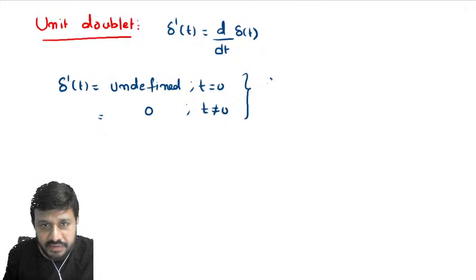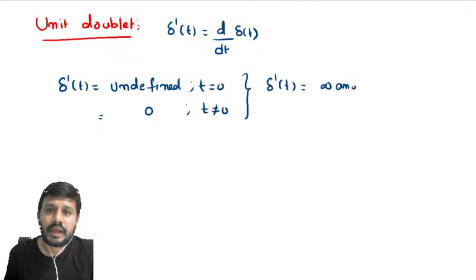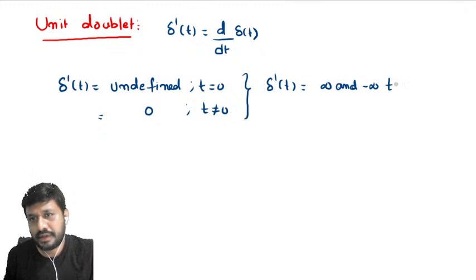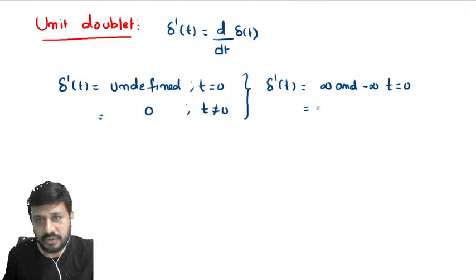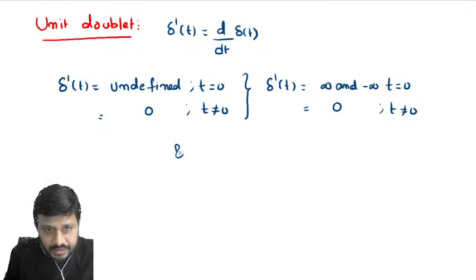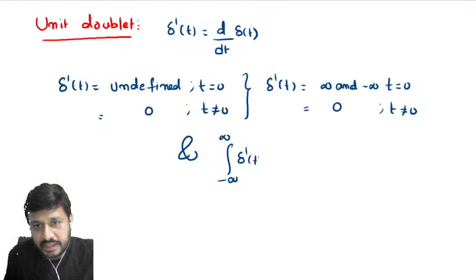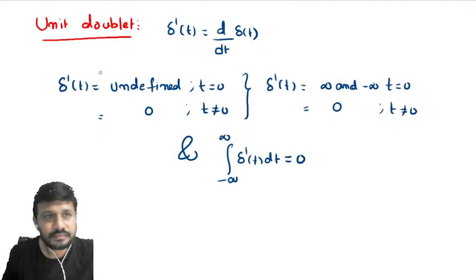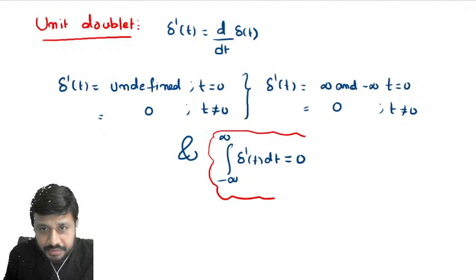The other definition is del dash of t is plus infinite and minus infinite at t equal to 0. It will attain two values, plus infinite and minus infinite at t equal to 0, and is 0 for t not equal to 0, and integral minus infinity to infinity of del dash of t dt is 0. You have to keep this in mind.